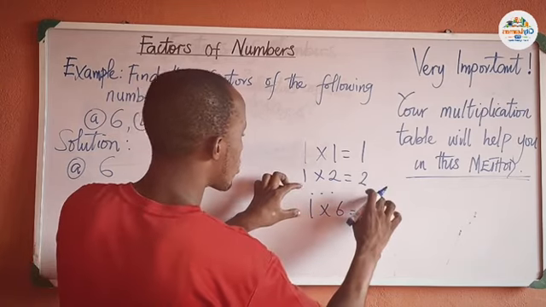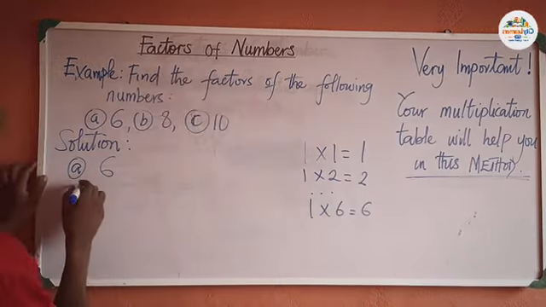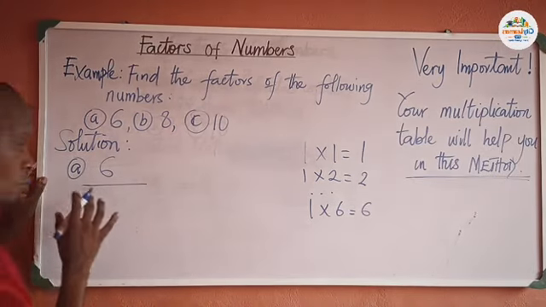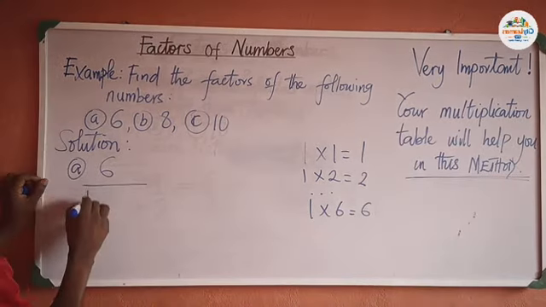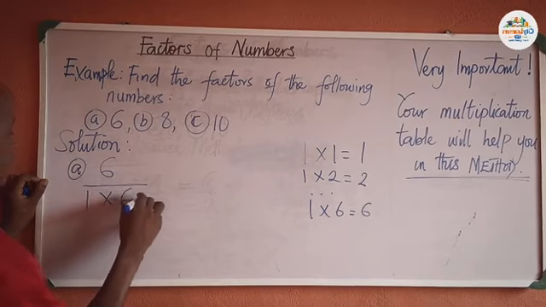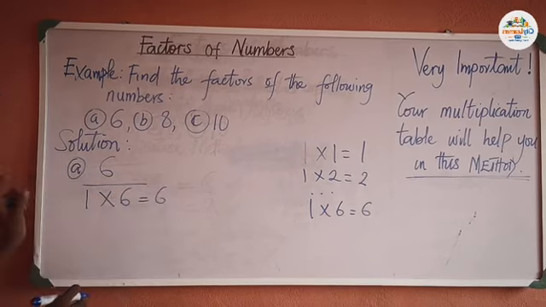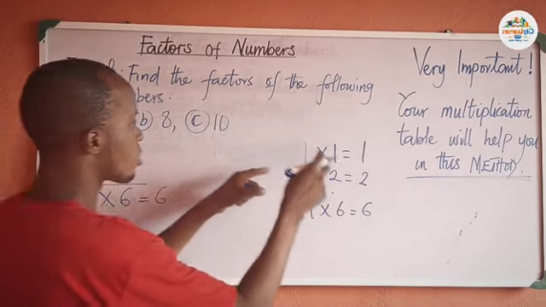Then I will need to write this under the 6 here. I like to do it this way for clarity. 1 multiplied by 6 gives me 6. And that is that about the one multiplication table.